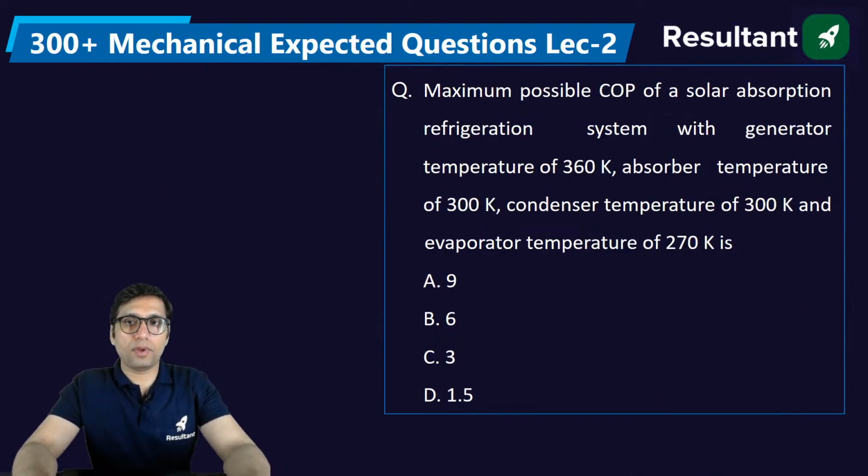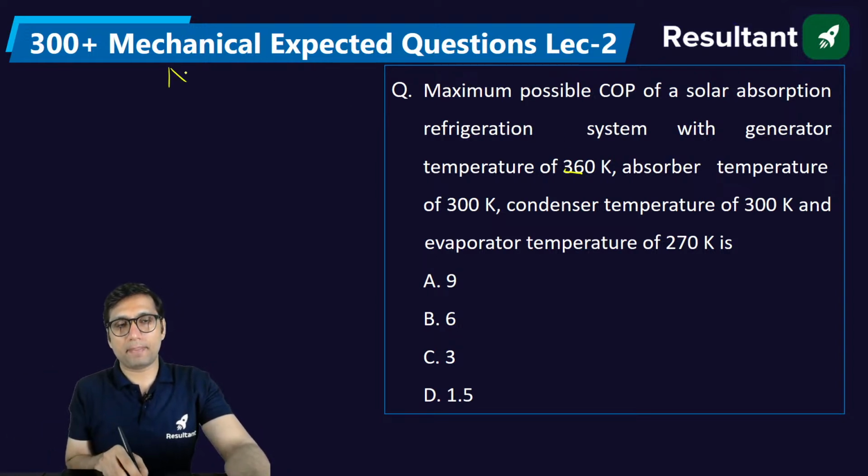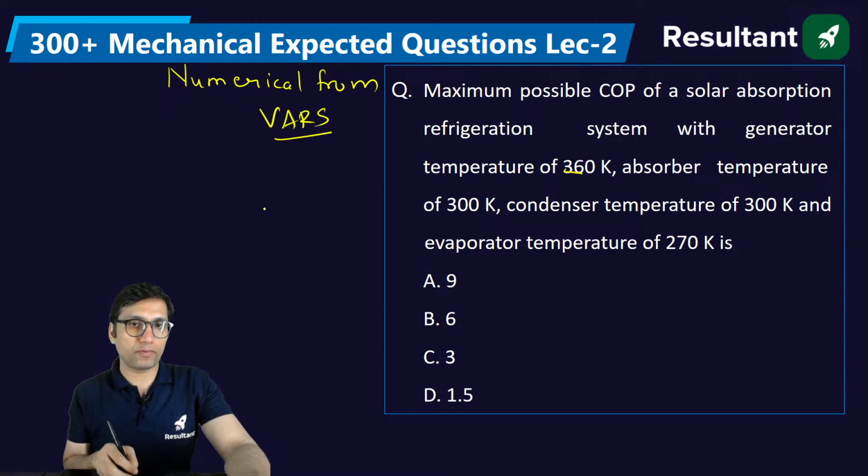Maximum possible COP of a solar absorption system with generator temperature of 360. If there is any chance of having a numerical from vapor absorption refrigeration system, that can be from the COP. And how to find the COP? It's also a very simple technique.